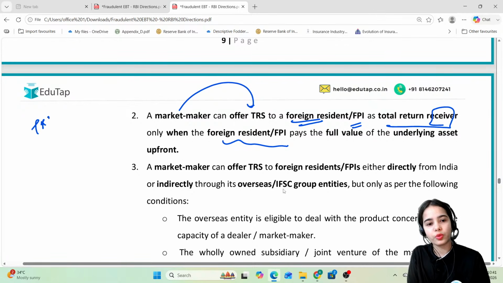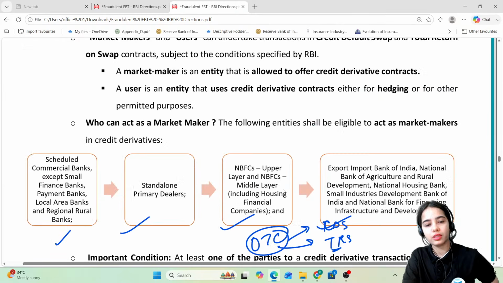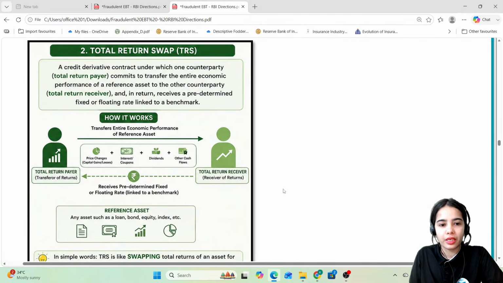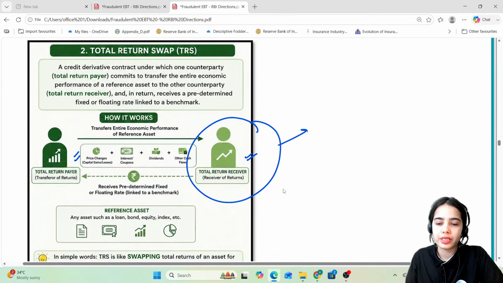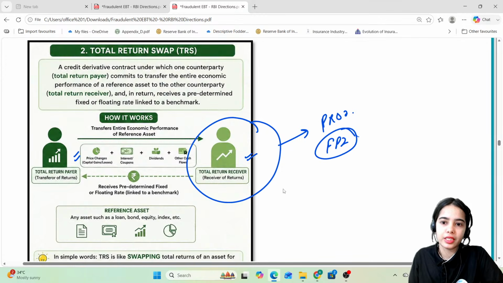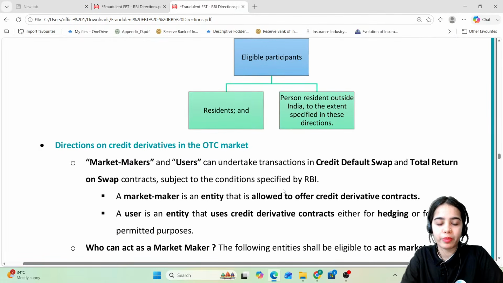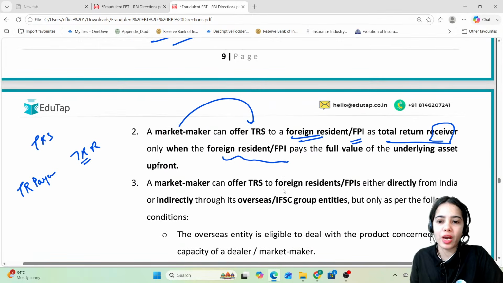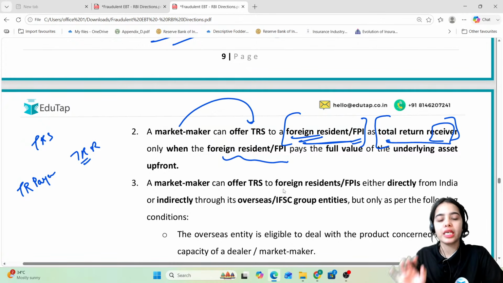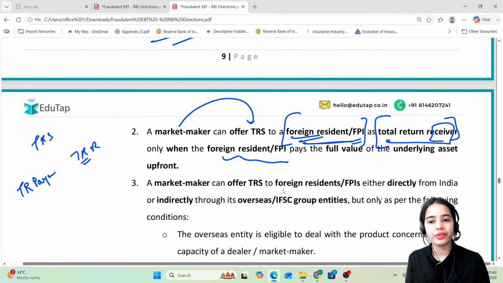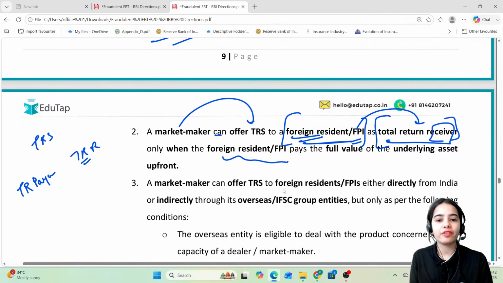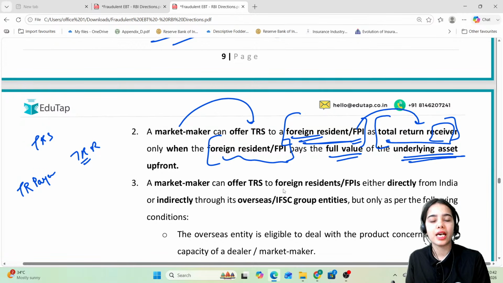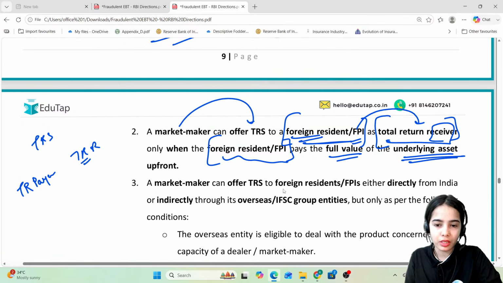So basically in the total return swap, there are the total return payer and the total return receiver. So the person resident outside India, including the FPI, can purchase the total return swap. But the market maker can only provide the total return swap to the foreign resident or the FPI as total return receiver. They cannot be total return payer. So a market maker can offer the TRS to a foreign resident or FPI as total return receiver only when the foreign resident or FPI pays the full value of the underlying asset upfront. So they cannot be the total return payer in this category.